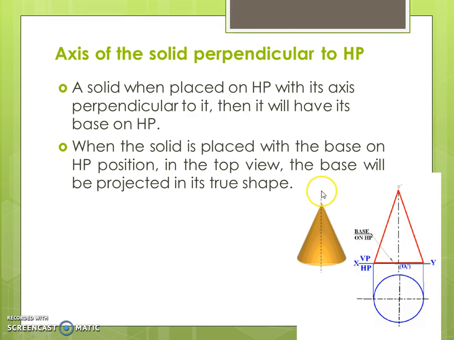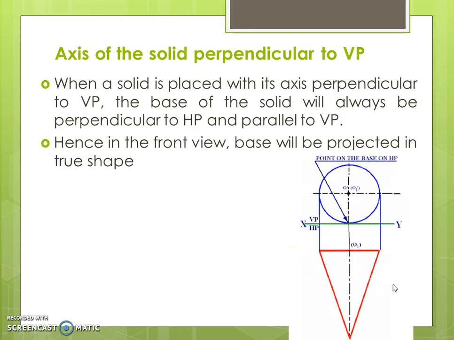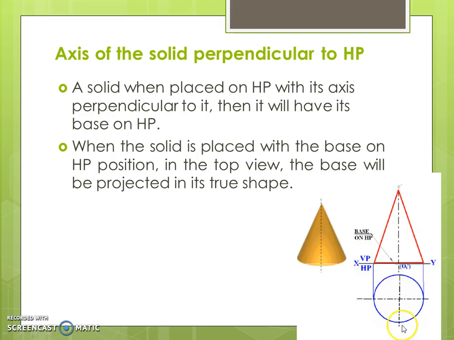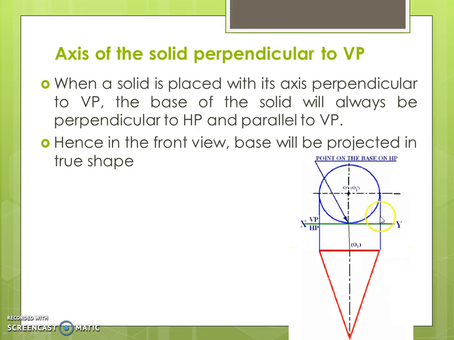So if the axis is perpendicular to HP, then the true shape of the base will lie in the top view. Similarly, if the axis is perpendicular to VP, the true shape will be projected in the front view. So in the previous slide, if the axis is perpendicular to HP, the true shape of the base is in the top view, and if the axis is perpendicular to VP, the true shape of the base is in the front view.